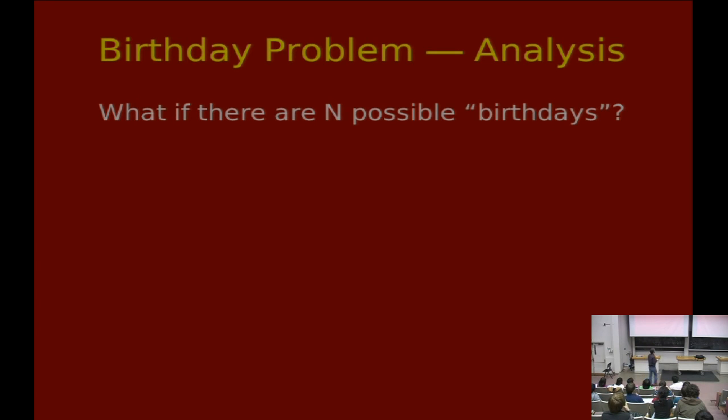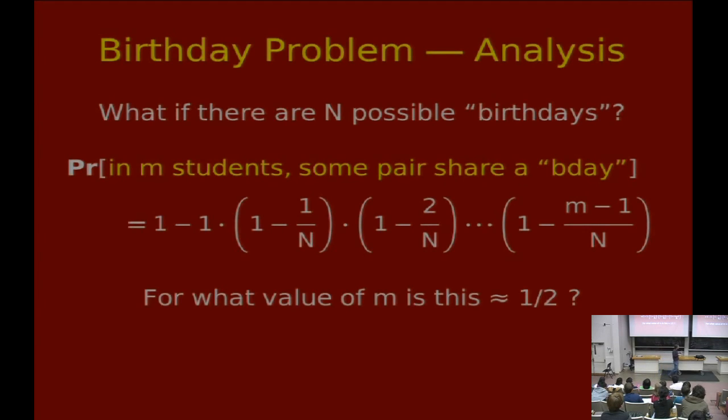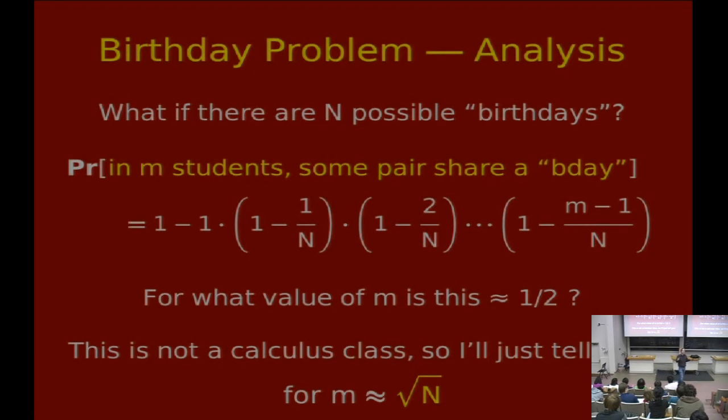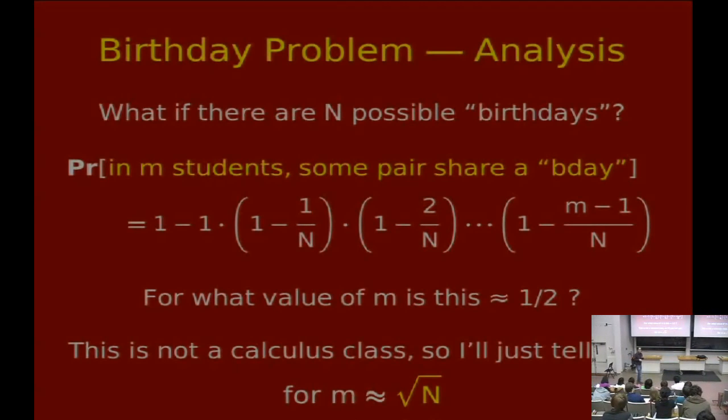If there are n possible birthdays, right now we consider 365 different birthdays, then the probability that you have m students sharing a birthday is this, with n instead of 365. And you might ask, for what value of m is this around a half? Imagine there are n birthdays. What's the 50-50 point for when 2 people are likely to have the same birthday? You can solve this with calculus. It's not a calculus class, so I'll just tell you. It's basically root n. If you have n different birthdays, and everybody picks a random birthday, once there are about root n people, there's a 50-50 chance that 2 people will have picked the same birthday.